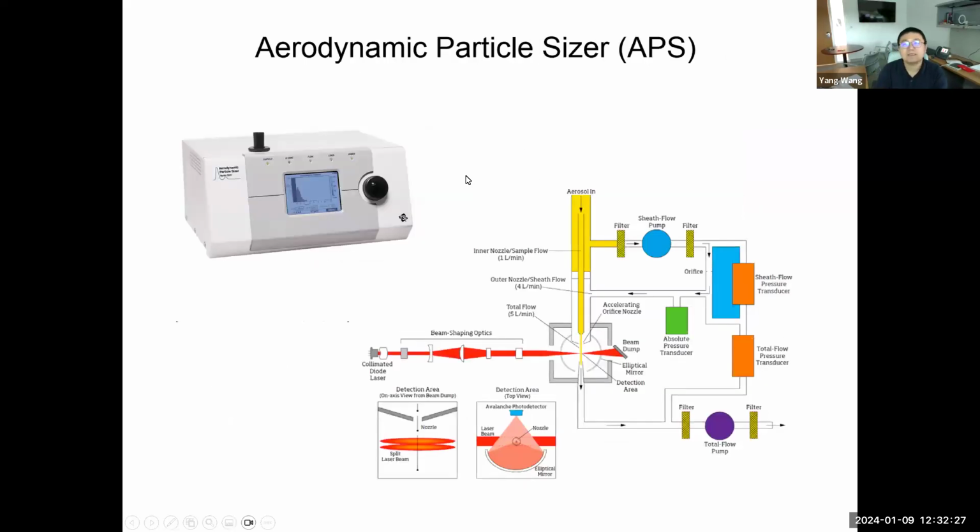I would say the most widely used instrument nowadays, if people want to monitor the real-time aerodynamic size distribution, is the aerodynamic particle sizer, or the APS. The APS uses two laser beams to monitor the aerodynamic size distribution of the particles. Although it's using lasers, it's not necessarily monitoring the optical size of the particles. It's actually monitoring the time of flight of the particles between these two laser beams.